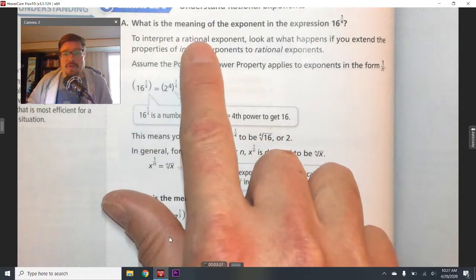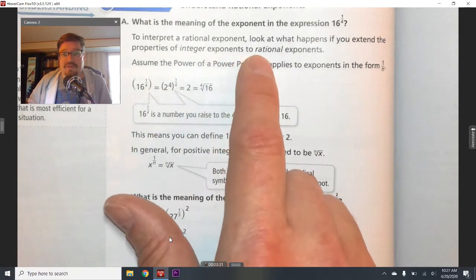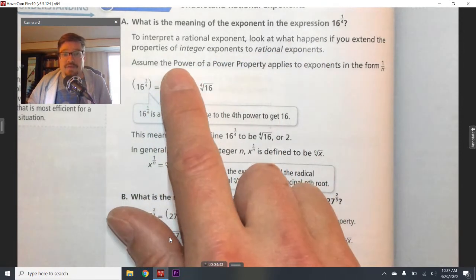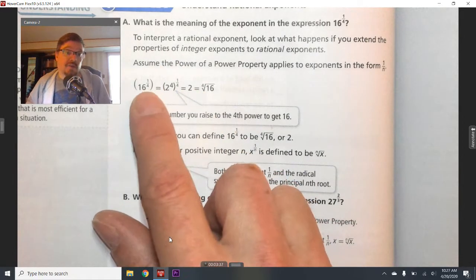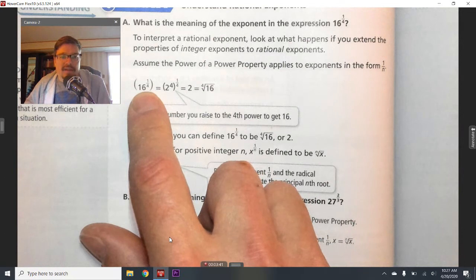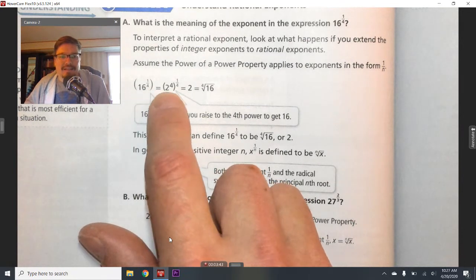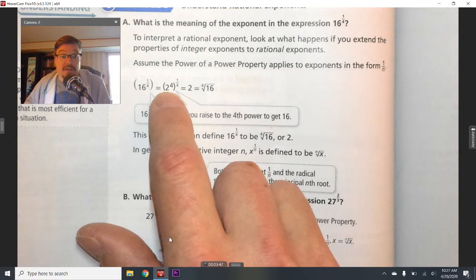Now, to interpret a rational exponent, look at what happens if you extend the properties of integer exponents to rational exponents. Here we assume the power property. This is kind of the strange way that they do it. They see 16 to the 1/4, and what they do is convert 16 to 2 to the 4th power. That is just previous knowledge you would have had to know.